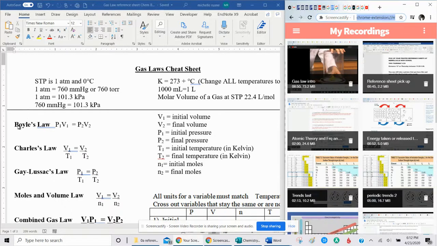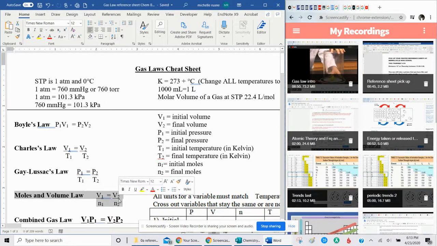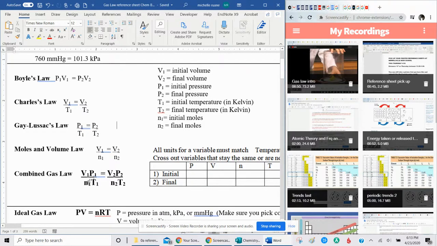We learned about Boyle's law right here. We learned about Charles' law. We learned about Gay-Lussac's law. And then we talked about moles and volume, and this can be flipped, so moles are on top and volume on the bottom either way, and that's Avogadro's law. And these are the equations we're going to use, but we don't have to memorize all of them. All we have to do is memorize this combined gas law right here, okay?